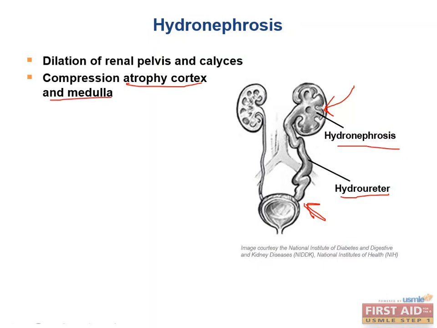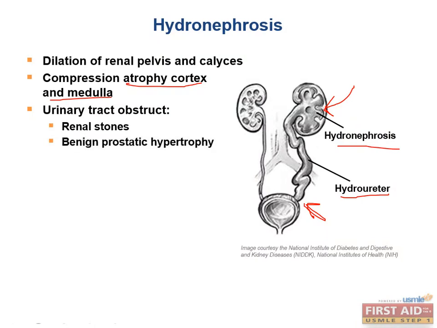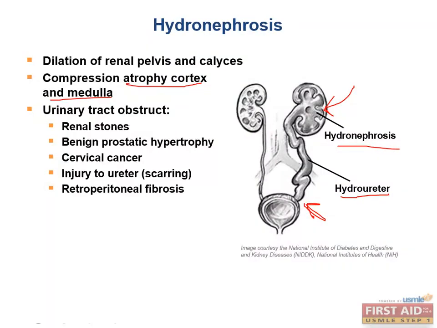Now, the obstruction can be due to renal stones, benign prostatic hypertrophy, cervical cancer, injury to the ureters which will cause scarring, retroperitoneal fibrosis, or vesicoureteral reflux. Basically, all of these things are going to compress and obstruct urine flow, causing that buildup of pressure and atrophy of the tissues.